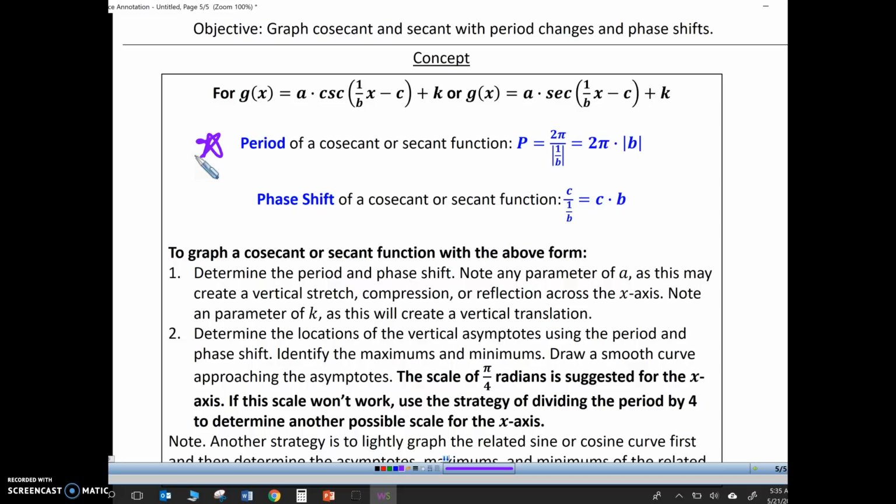We're also going to have a phase shift. So if we have a 1 over b value, which is going to change our period, and we also have a c value, then we'll have to divide c by 1 over b. Below here, these are the steps in your notes. If you want to read over these on your own, you can. I won't read those to you now, but these are the steps that we'll follow when we're graphing these functions.